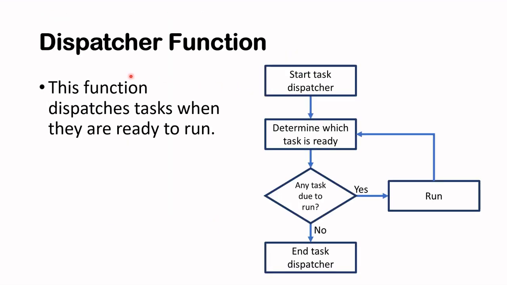The dispatcher function. Now this function dispatches tasks when they are ready to run. Here's a flow chart that describes the function of the dispatcher. So you first of all start the dispatcher, determine which task is ready, any task due to run. If yes, then you run that task. If no, you basically end the dispatcher.